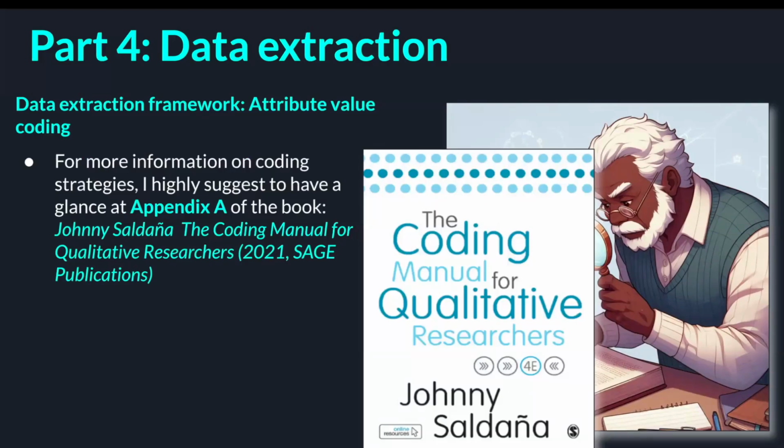I usually suggest this book. I guess you can find it online. You can read it all, but what's interesting is just Appendix A, where it gives you a rundown of all possible coding strategies, and you can feel really fancy and say, oh, I did magnitude coding for this attribute.